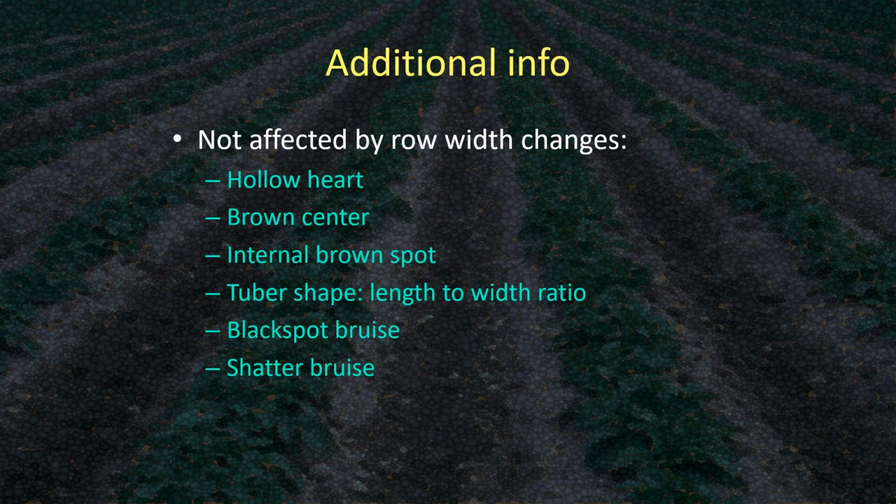Additional information: none of these factors were affected by row width changes: hollow heart, brown center, internal brown spot, tuber shape, black spot bruise, or shatter bruise.